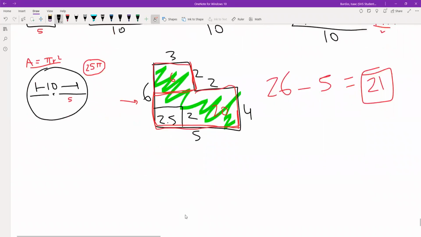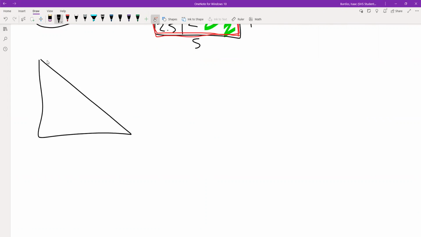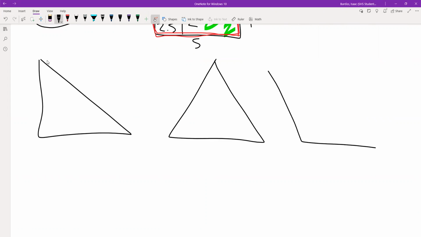Hey, just remembered, there's another thing that you might have to do to find the area for something, which is a triangle. So I don't know how I forgot that, but that's important. That's like one of the most common ones. So this is just base times height divided by 2.